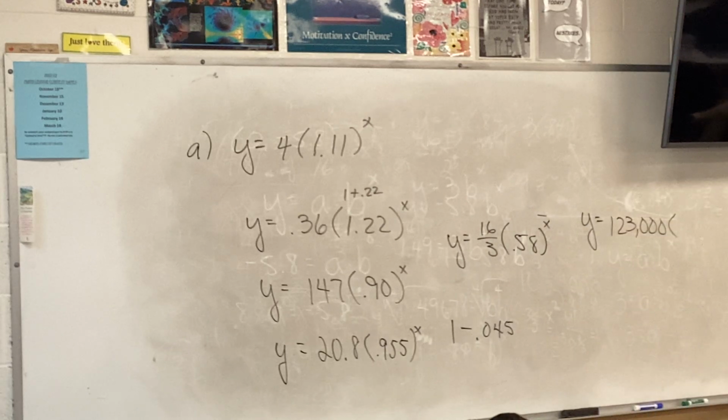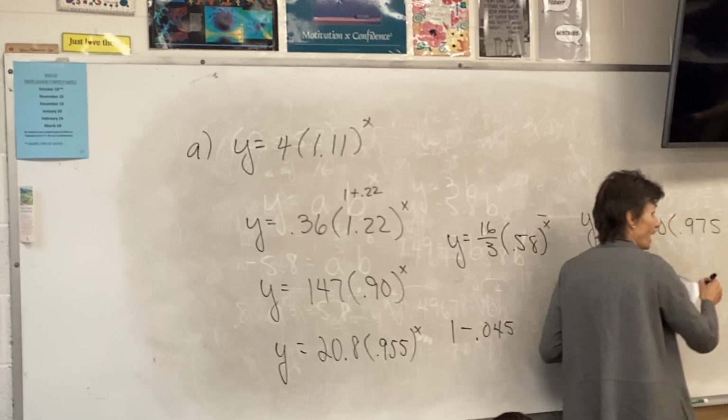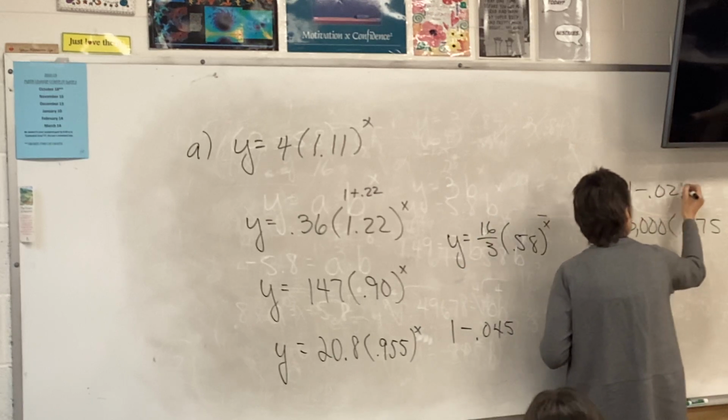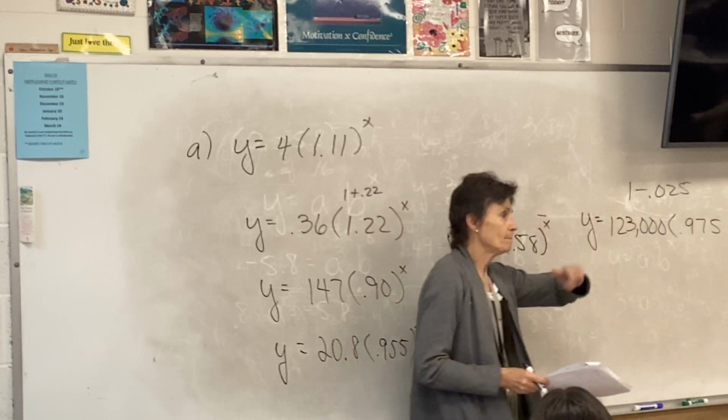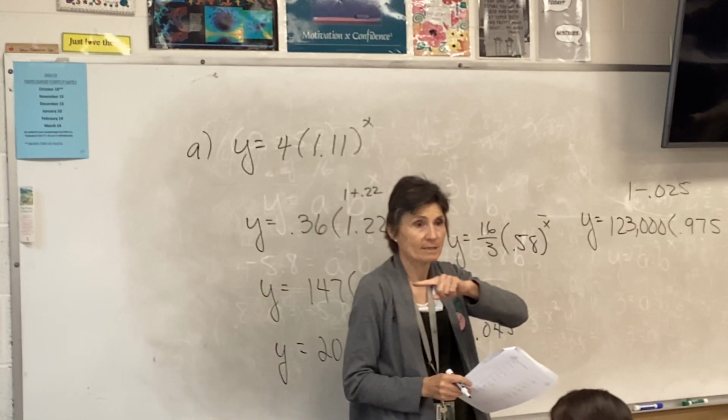Now, what is this population doing? Decreasing 0.025. Would you agree? Okay, so if we're decreasing 0.025, then what's gonna go in the parentheses? 0.975. For those of you that are confused, 1 minus 0.025. 1 minus the decrease, or 1 plus the increase if it's growing.